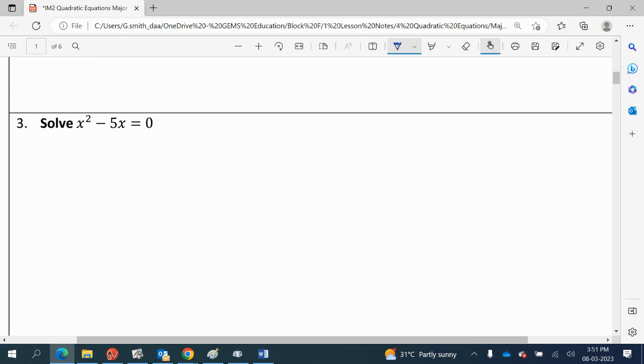Solve the equation again. It's probably easiest if we just factorize it. Factoring out the x, we get x times x minus 5 is equal to 0. x1 is equal to 0. x2 is equal to 5.